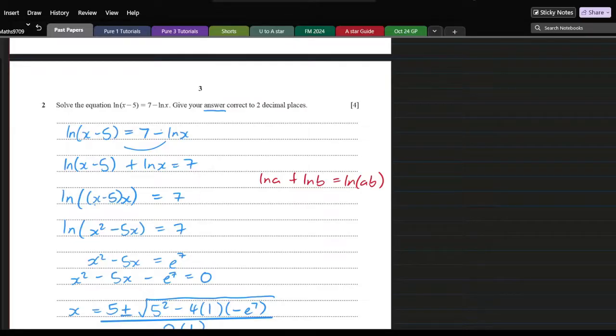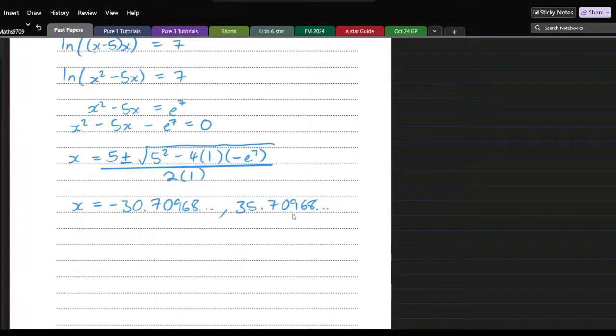So if we come back to our original equation here, you notice that we have ln x. We know that ln x can only take values of x that are greater than 0. So it means that in this case, this negative 30, if you substitute it into ln x, you get an error. So it means that it's not a possible solution. So we can conclude that therefore the correct answer is actually the positive one.